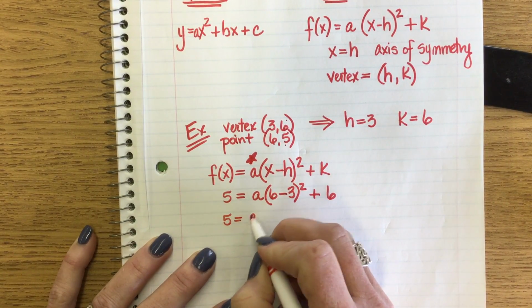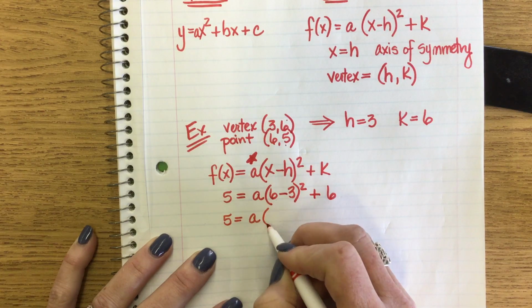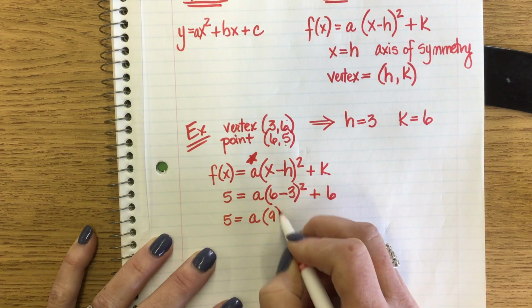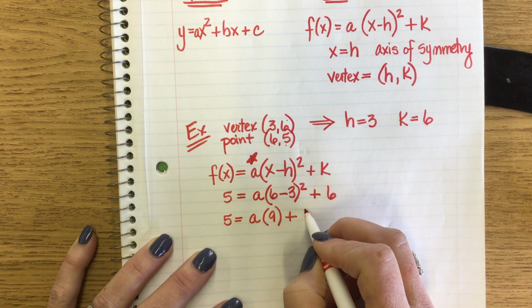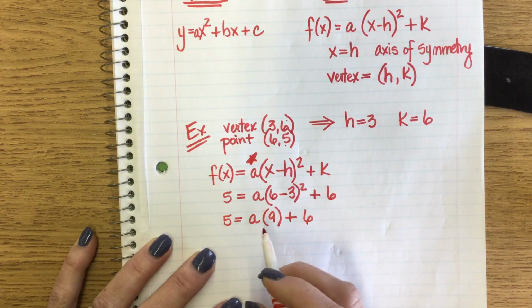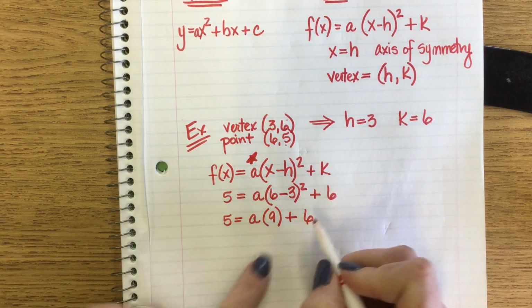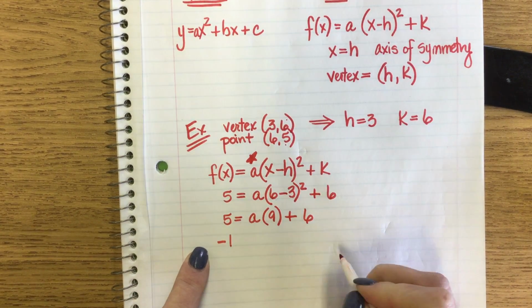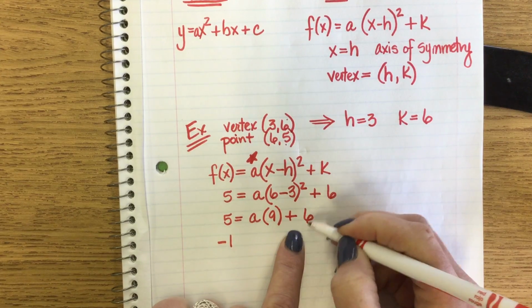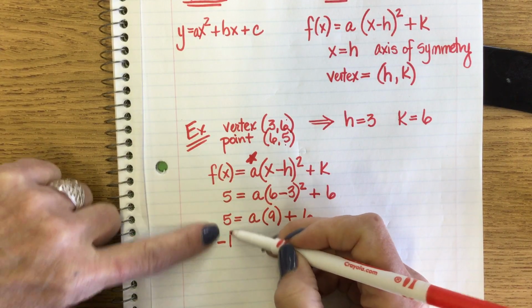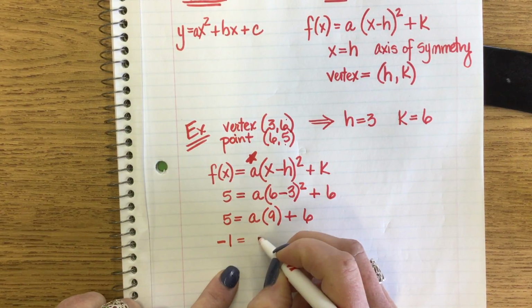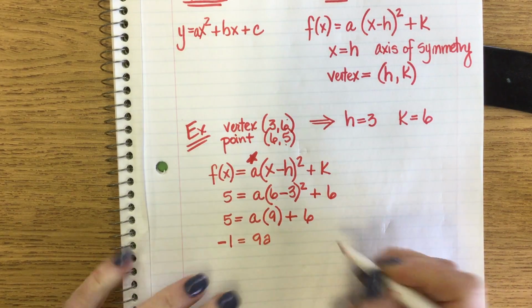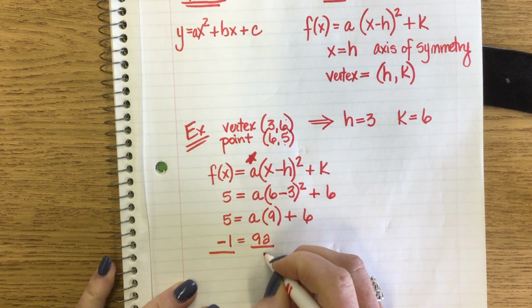So 5 is equal to a, 6 minus 3 is 3 squared, times 9, plus 6, okay? And we know that we are going to subtract 6 from this side because I want to create a 0. So 5 minus 6 will give me a negative 1, is equal to 9a, and obviously I'm going to divide by 9.